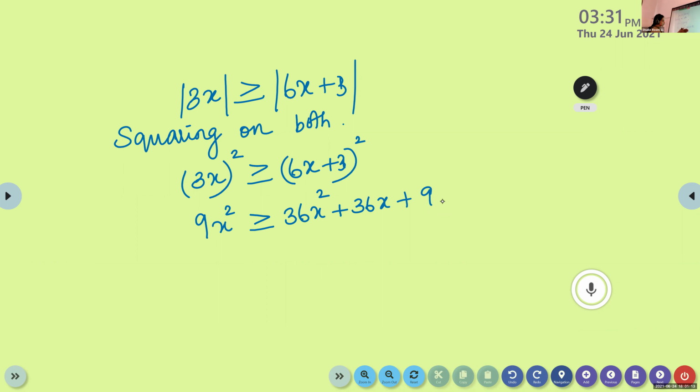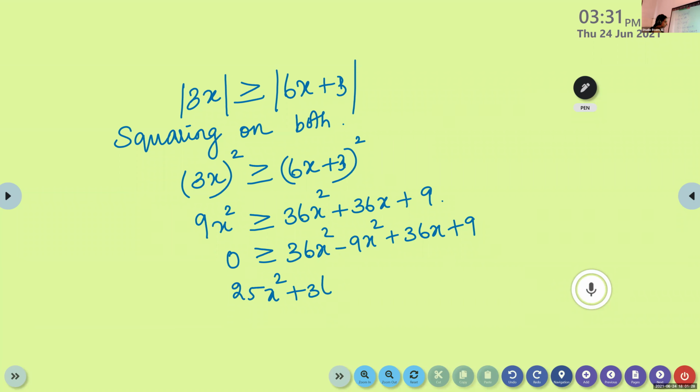Now I'm taking 9x square to the other side. So you get 36x square minus 9x square plus 36x plus 9. So we get 25x square plus 36x plus 9 is less than or equal to 0.